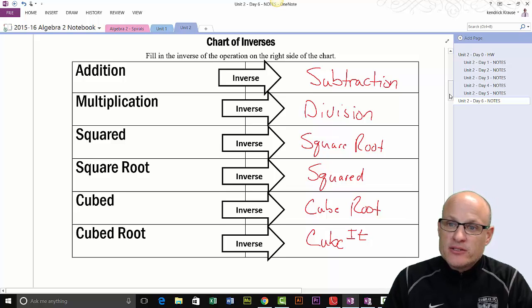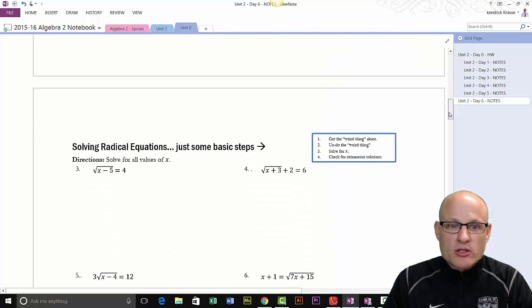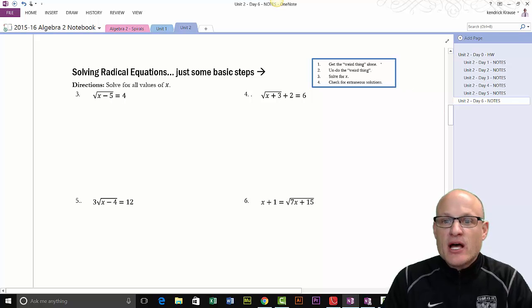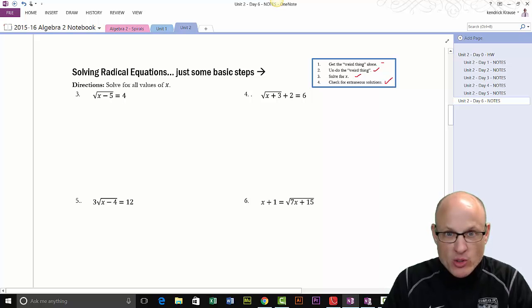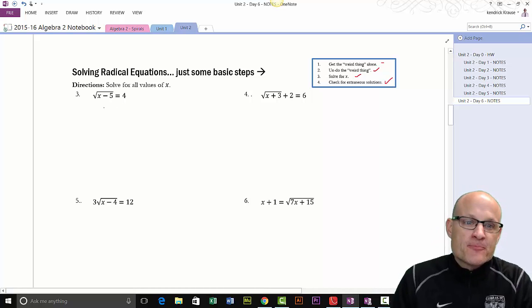All right, so here we go. We're going to get to work. Basic steps: isolate the weird thing, undo the weird thing, solve for x, check for extraneous solutions, or bogus answers. All right, let's go.